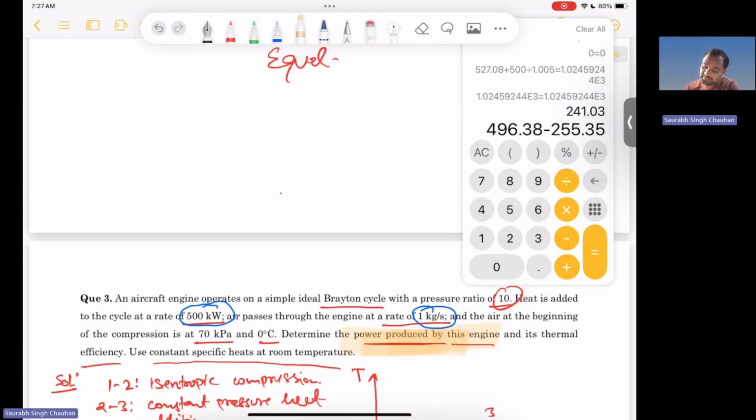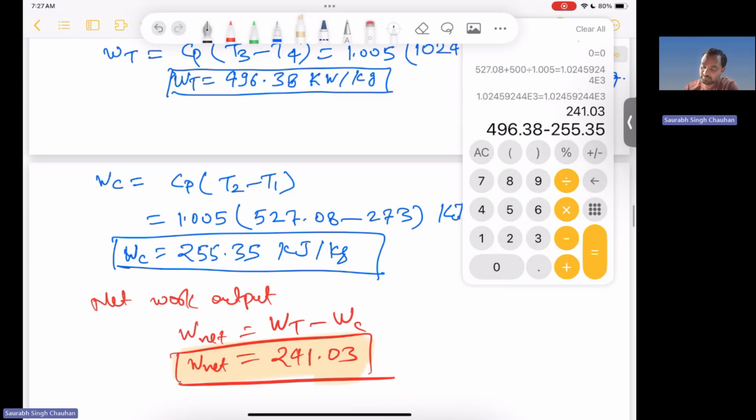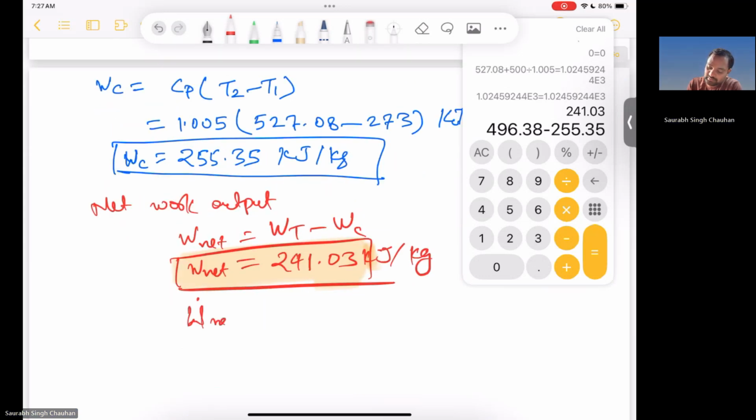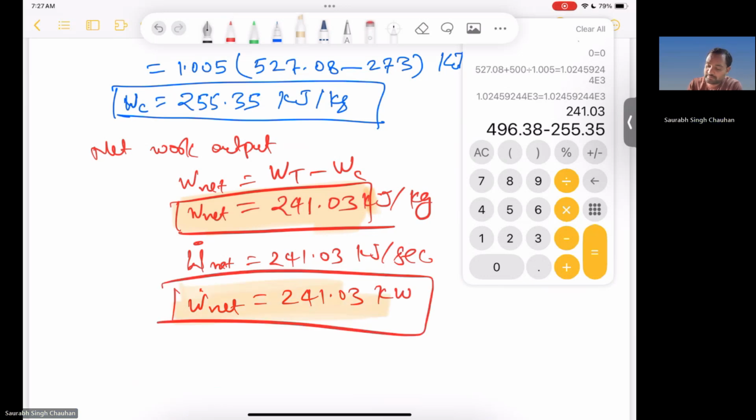So this is per kg of air, but 1 kg of air is passed in 1 second. So you can write it as 241.03 kilojoule per second. This is nothing but kilowatt. 241.03 kilowatt. This is the power production.